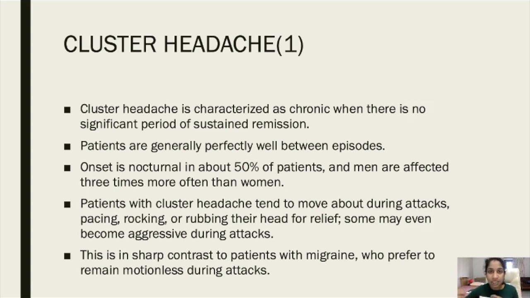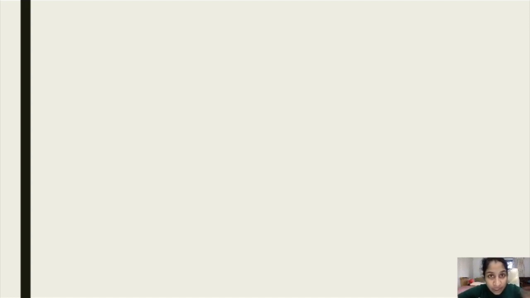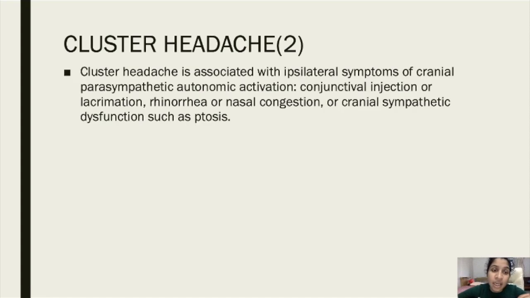They will be pacing and rocking or rubbing their head, or they will be aggressive during these attacks. So that's the difference between cluster and migraine. And cluster headache is associated with ipsilateral symptoms of cranial parasympathetic autonomic activation, conjunctival injection or lacrimation, rhinorrhea. Rhinorrhea means a running nose or nasal congestion, or a cranial sympathetic dysfunction such as ptosis. Ptosis means drooping of eyelids.